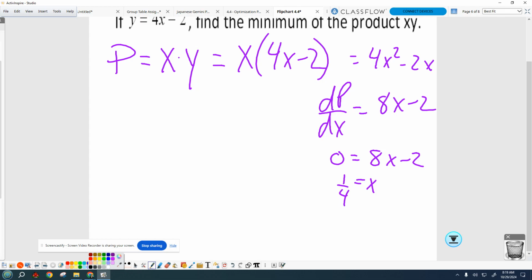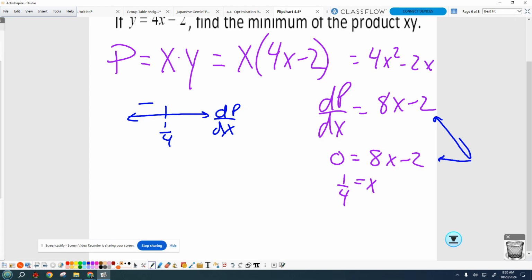Jason, what do I do with that critical point? Do I immediately assume that that's the minimum? Because I need an answer? You make a little graph. Make a number line. Abby, testing my derivative at 0, is it positive or negative? Negative. And testing at like 9,000, is it positive or negative? Positive.